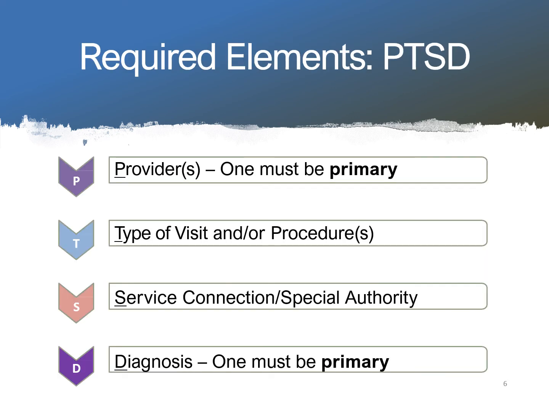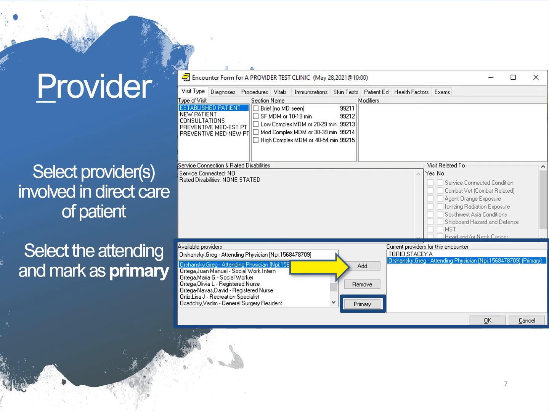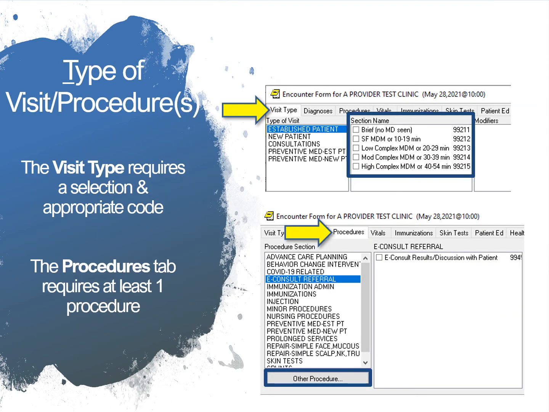The required elements, once again, are PTSD: P for provider, T for type of visit and/or procedures, S for service connection or special authority, and D, diagnosis. First step is provider, so select the appropriate providers and then mark your attending or your supervisor as the primary. Next is the type of visit or procedure. It is not mandatory to have both filled out, but you do need at least one of them filled out.